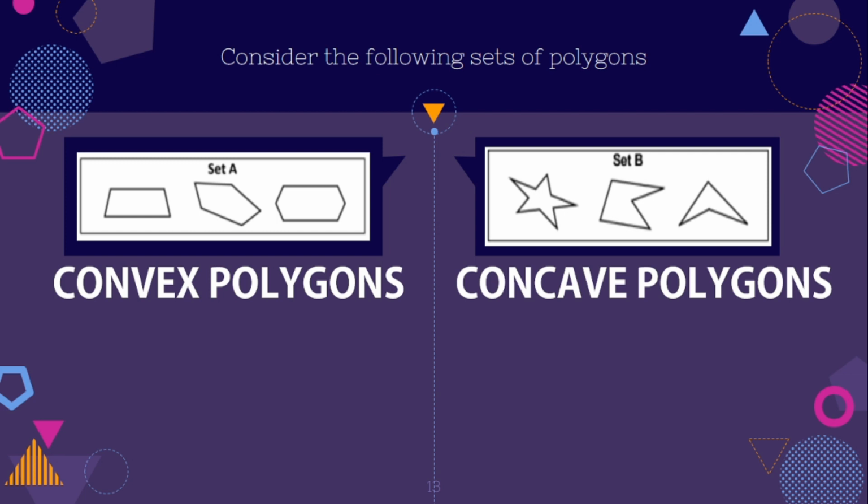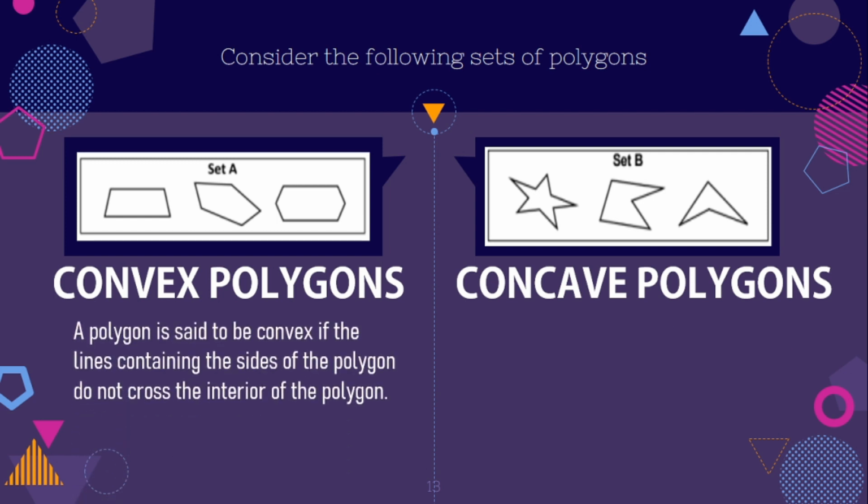So, first is, a polygon is said to be convex if the lines containing the sides of the polygon do not cross the interior of the polygon. So, masasabi daw natin na convex ang polygon kapag yung kanyang lines containing yung sides ng polygon, ayan, hindi siya nagko-cross sa interior mismo ng polygon or hindi siya papasok. Di ba? Hindi siya nagko-cross sa loob mismo ng polygon natin.